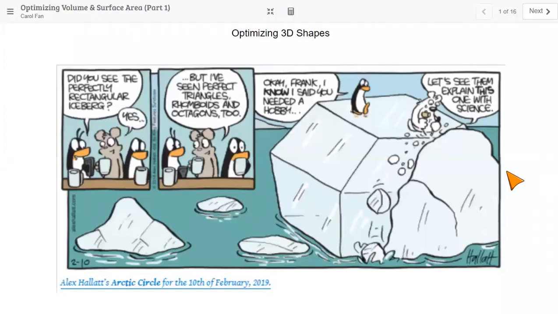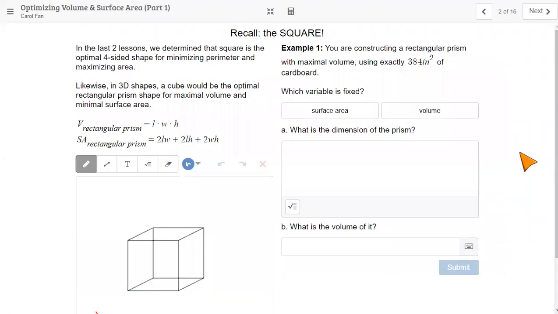Today's lesson is on optimizing in 3-dimension. So remember when we talked about optimizing in 2-dimension, and we said we wanted a rectangle that had the maximum area for the minimum perimeter, we would have a square. So likewise, if we're in 3-dimension and we want a rectangular prism to have maximum volume and minimal surface area, a cube would be the thing that does it.